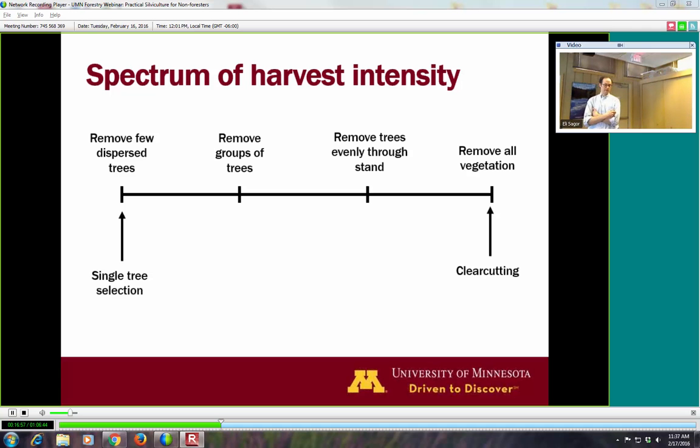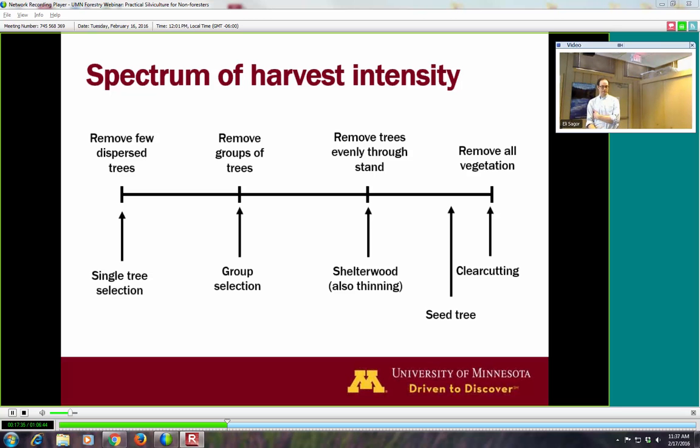And then there are a variety of treatments that can be deployed in the middle. In fact, just about everything applies somewhere in the middle here. Removing groups of trees is a system we call group selection. Removing trees more or less evenly throughout the stand could be called a thinning, depending on the purpose and intent of that treatment, or if it's intended to create new regeneration, it would be called a shelterwood treatment. Most intermediate treatments, except for the far right end of the spectrum, fall somewhere in between.